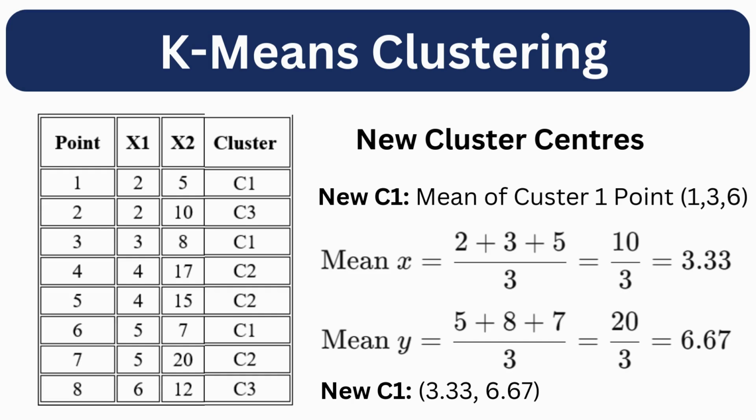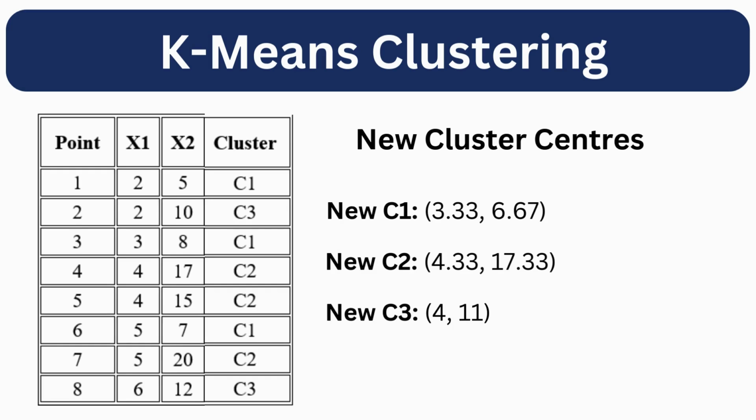Similarly, we will take the y values, add them up and then divide by 3. We will get the y value 6.67. So now the new cluster center is 3.3 and 6.6. Similarly, we will compute the cluster centers for each cluster. So now we have cluster centers for C1, C2 and C3.